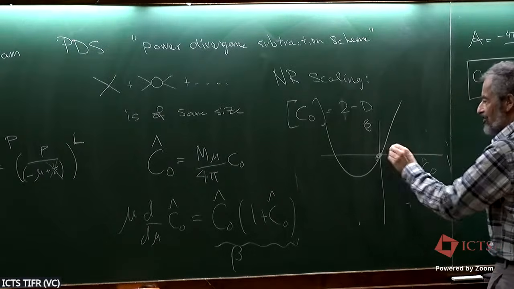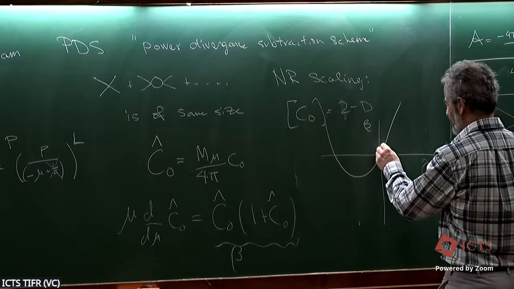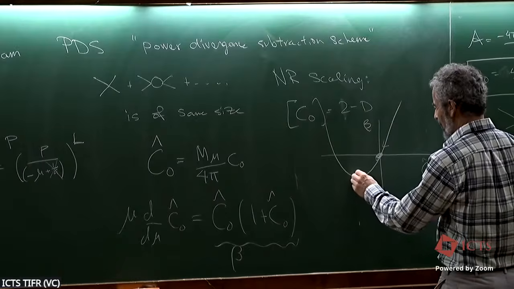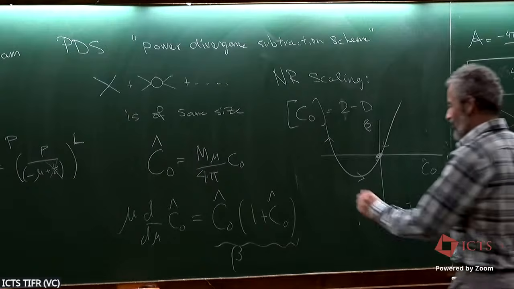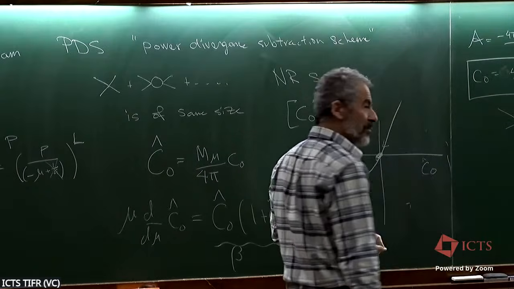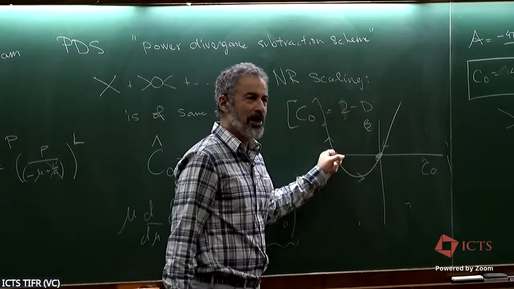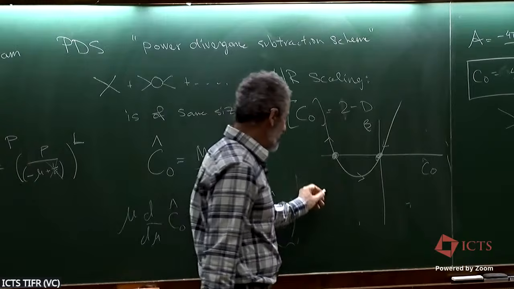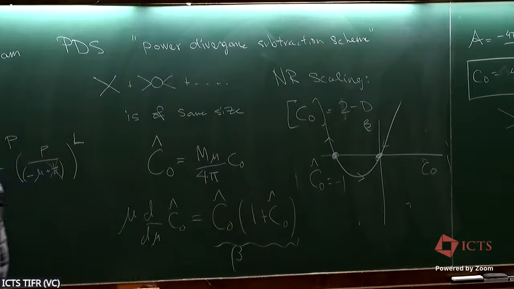It's got a 0 at C naught hat equals 0. That's the trivial fixed point. That says that physics is irrelevant. This is the IR flow. There is another fixed point out here, though, which is unstable. If you're slightly off it, you'll flow to the trivial one. But if you're right on it, you won't flow at all. That corresponds to C naught hat equals -1.